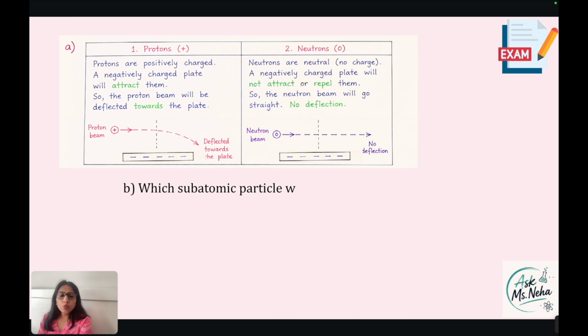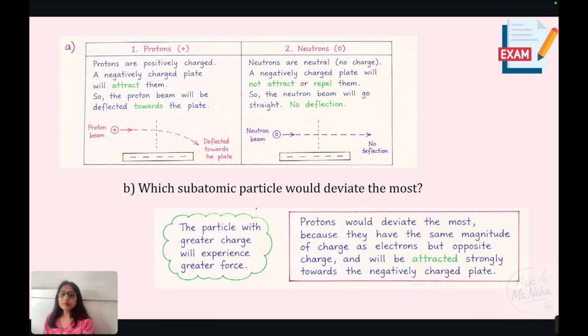Further, they are asking which subatomic particle would deviate the most. So in this case, the comparison is between electrons and protons. Since protons, they are of opposite charge, they are going to be strongly attracted toward the negatively charged plate, and hence they are likely to be deflected more as compared to the electrons.